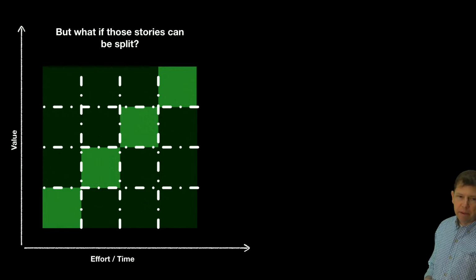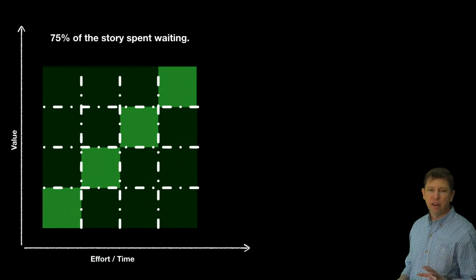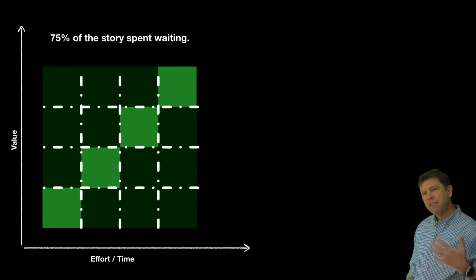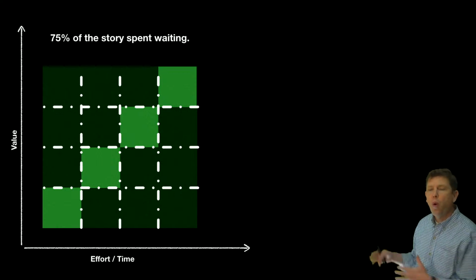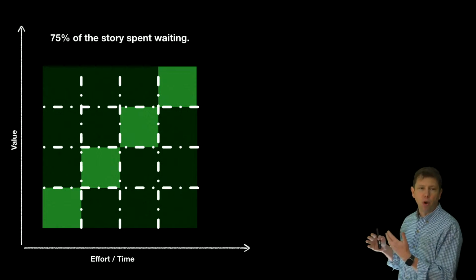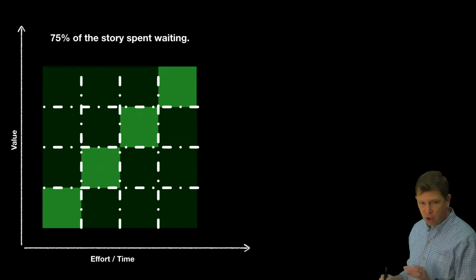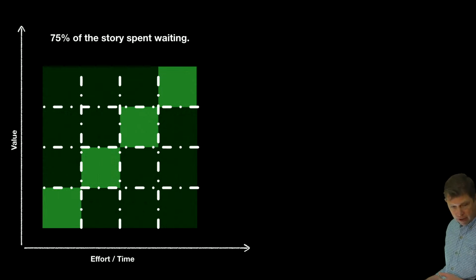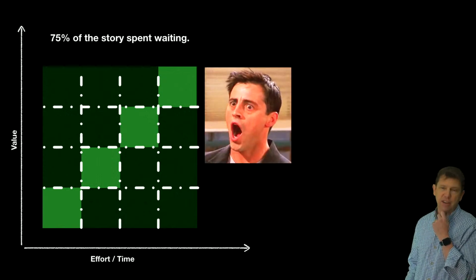But what if those stories can be split? If we take those stories and split those into smaller units, we may be able to get something like this. Well, now we're at the point that 75% of the story, in the old way of doing it, if we were delivering the entire story before, was spent waiting in one capacity or another. When we deliver them smaller like this, we're able to basically make that waiting in some ways go away, to where we're no longer waiting on that first story. We're going to deliver it right away, and then we get return on investment after that. Now, when I actually sat down and graphed this out, this was my reaction.